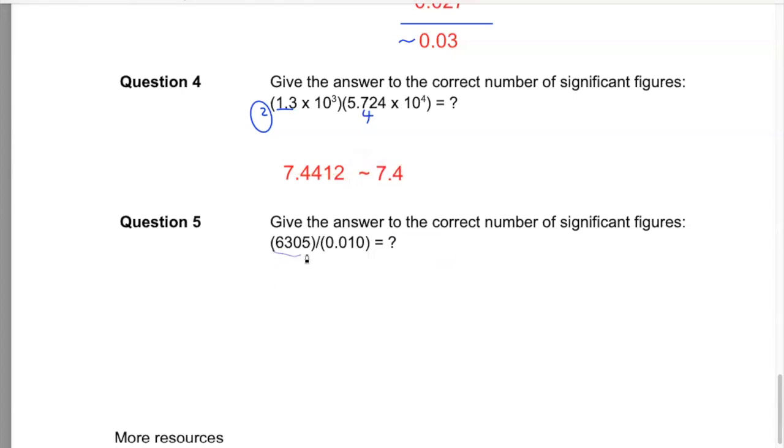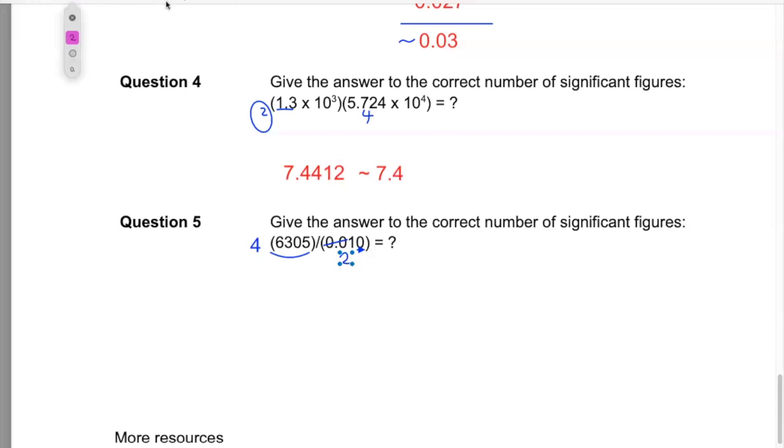This is division. We count the sig figs, which has 4. 0.010, lots of zeros, right? These two don't count. This 0 does count. Therefore, the sig figs are 1 and 0, so 2. Okay? So after we do the division, we should have our answer in 2 sig figs.